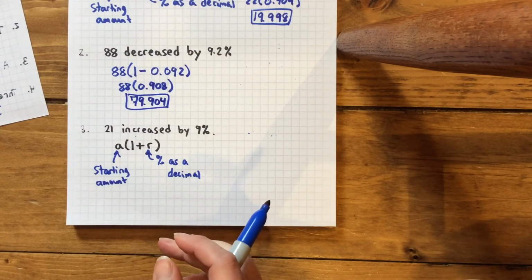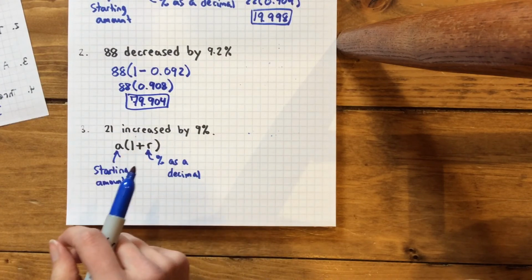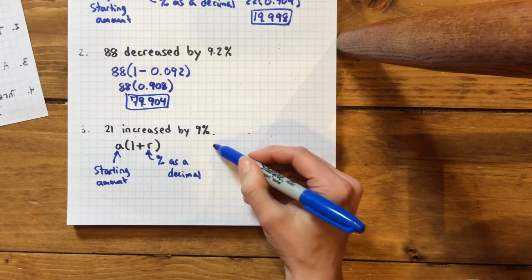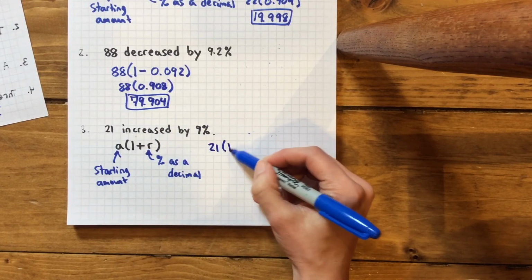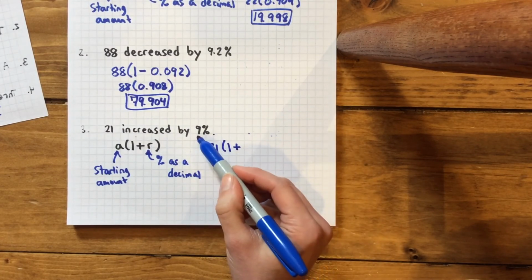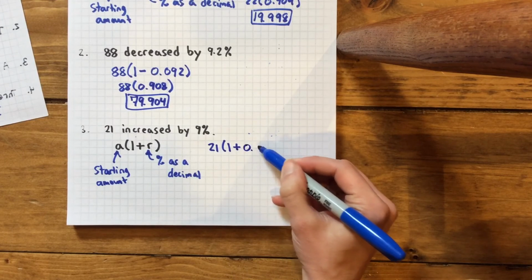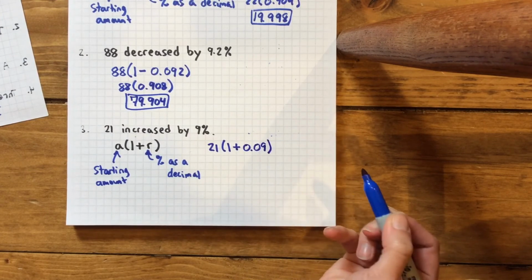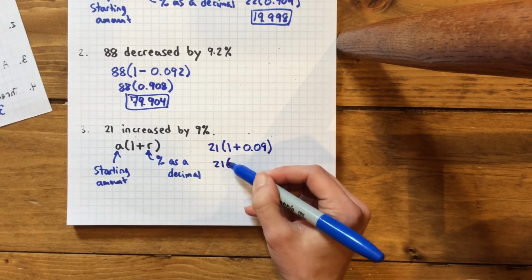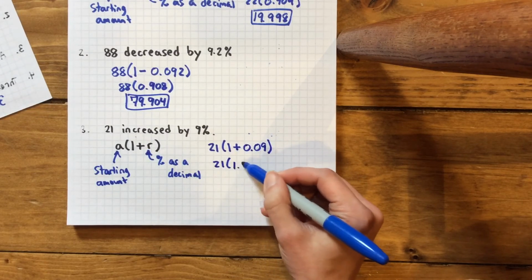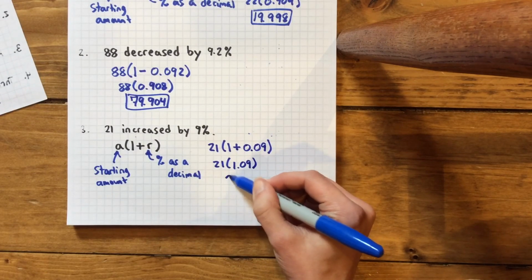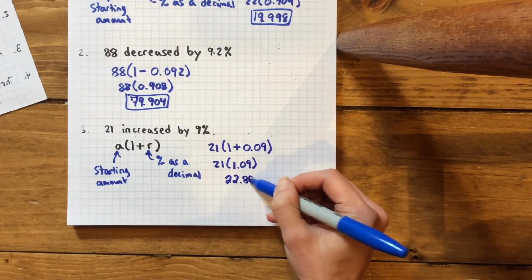For my increase problem, I do almost the same thing, but I use addition. My starting amount is going to be 21. I do 1 plus 9% as a decimal, which is 0.09. So now I have 21 times 1.09, which gives me 22.89.